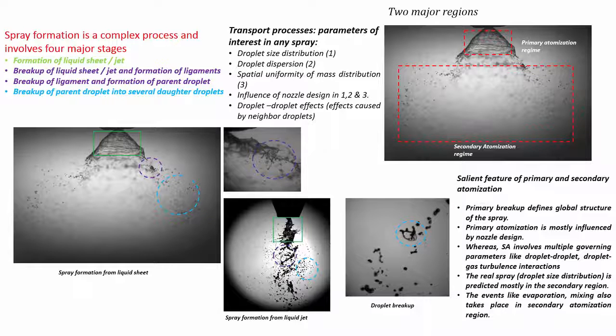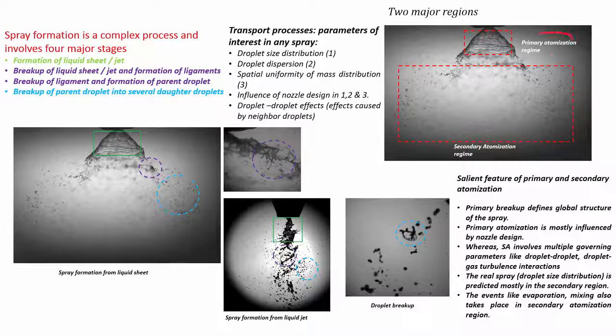What we will show over here is that spray formation is basically a complex process. As we showed, usually there is a liquid sheet or a jet, and this liquid sheet then breaks up and forms all these ligaments that we showed in the previous video. And these ligaments then break up and form numerous droplets. This parent droplet once again deforms and breaks up into daughter droplets at a far downstream location. The first one, where the sheet breakup happens, is called the primary atomization zone.